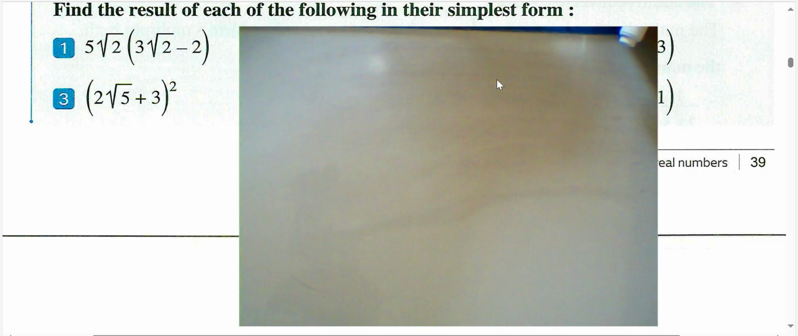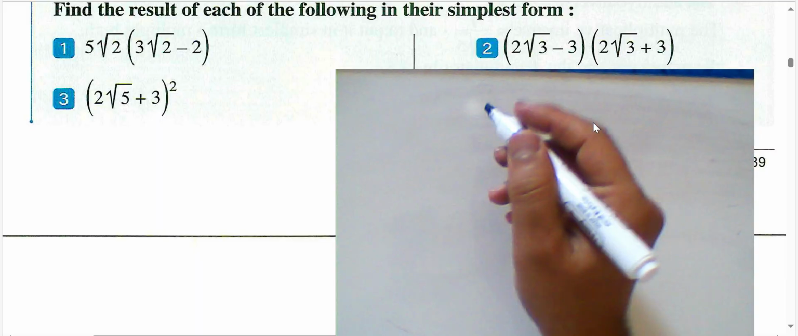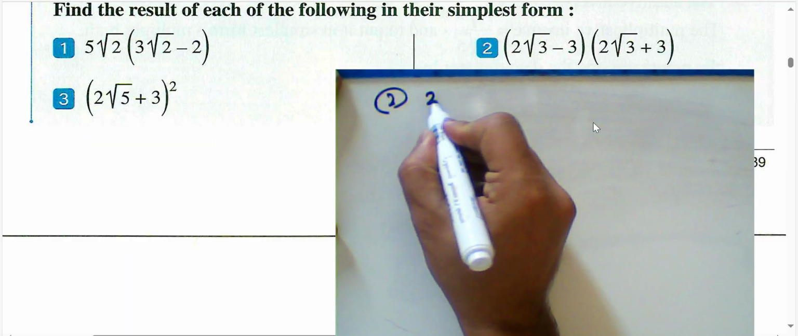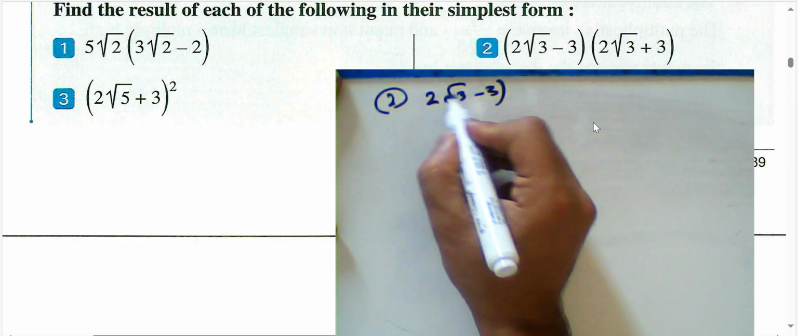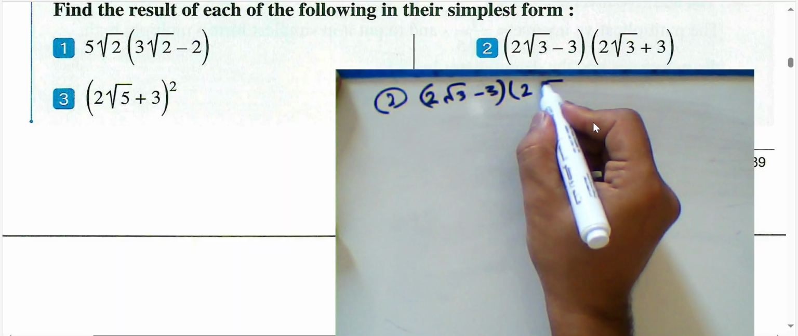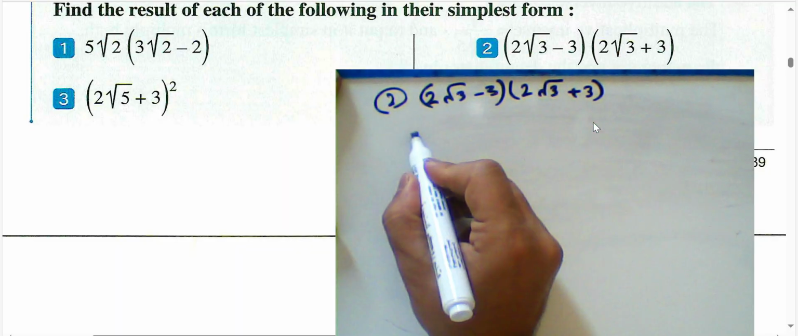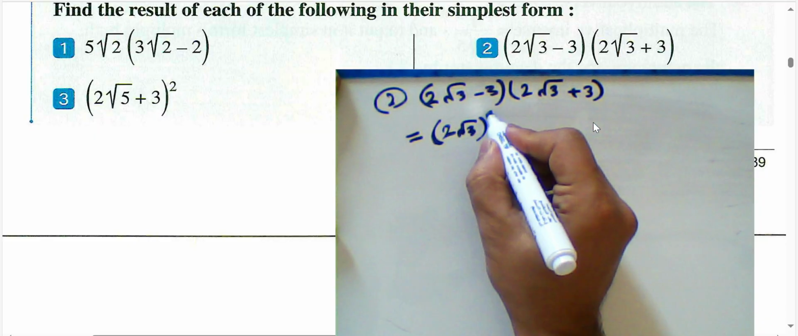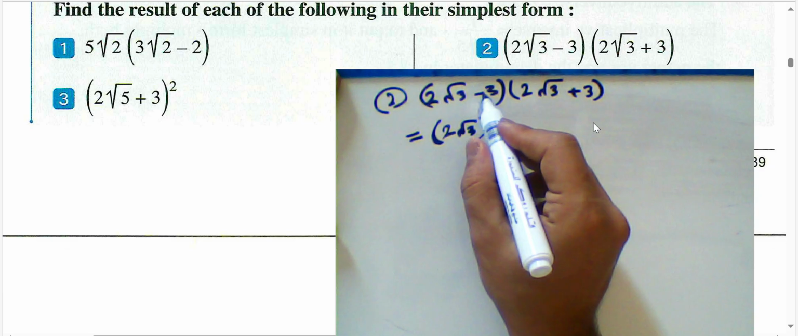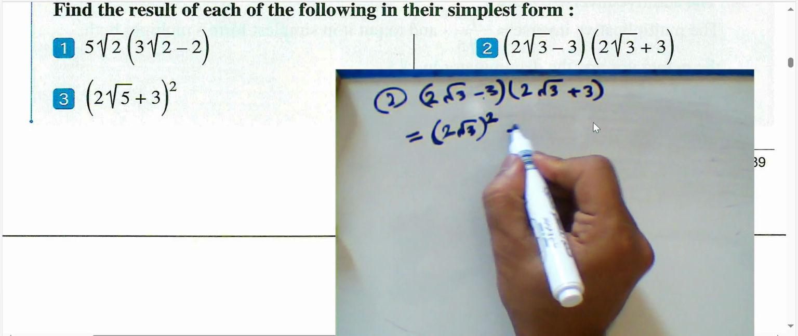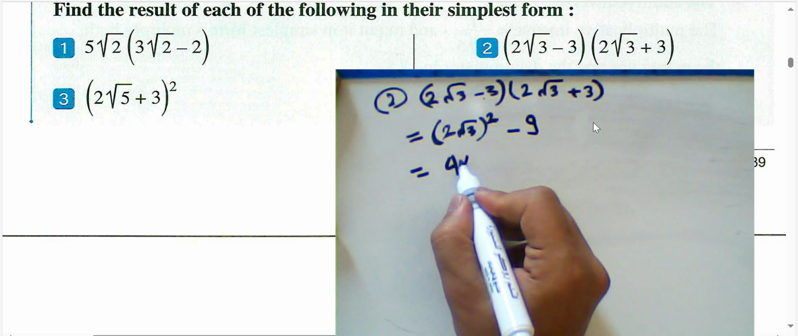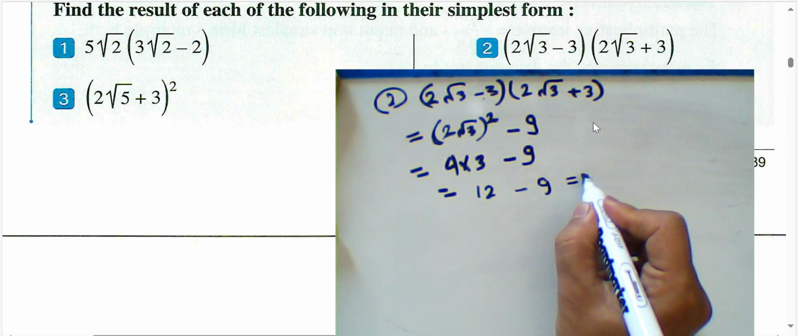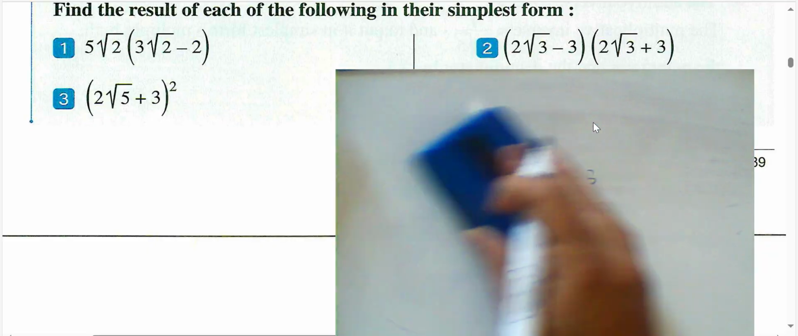Next question number 2. We have conjugate terms here. We have 2 root 3 subtract 3 multiplied by 2 root 3 plus 3. We can write the result first by first and second by second. We have 2 root 3 times 2 root 3, which is 2 root 3 to the power 2. Negative 3 times positive 3 will be negative 9. Here 2 to the power 2 is 4, and root 3 to the power 2 equals 3. Subtract 9. Then 3 times 4 equals 12, and 12 minus 9 equals 3. Then the answer here will be 3.